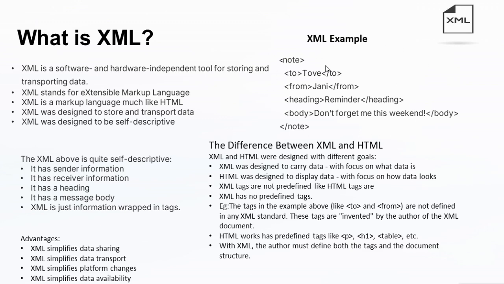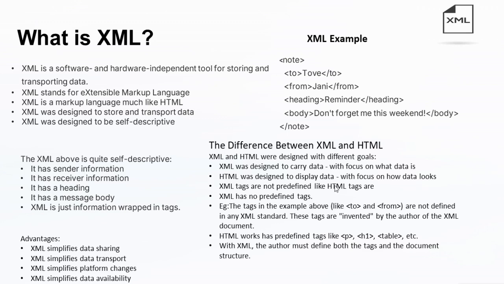This is a simple example of an XML. I have defined a starting tag note and an ending tag note, and I have put the to information here and the from information here. This is a heading section and this is a body section.